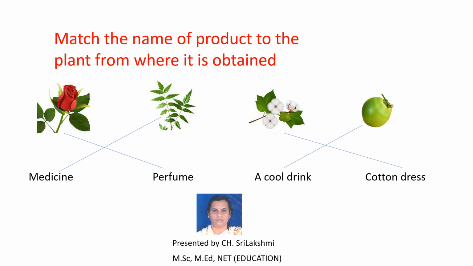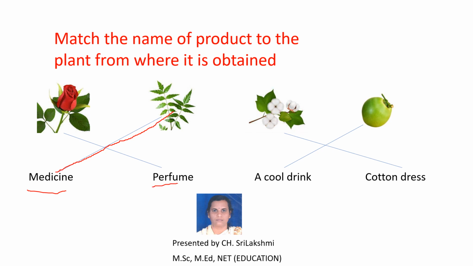Second is match the name of the product to the plant from where it is obtained. Here he has given rose, neem, cotton, and coconut. Okay, and down he has given us medicine, perfume, cool drink, cotton dress. So medicine, neem is used as medicine. Already that is done for you in the textbook.